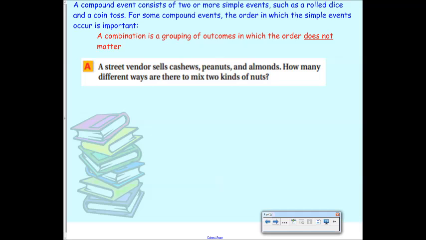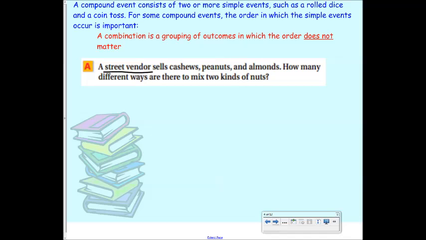So, for instance, a street vendor. What's a street vendor? Like people who sell stuff on the street, right? Okay, so people who sell hot dogs and other stuff on the street. I don't think I've ever really seen it here. But in New York, a lot of people sell nuts. Like sometimes at Christmas time you might see it, you can get a bag of honey roasted nuts or whatever it is. And so there are a lot of those street vendors. And this guy is selling cashews, peanuts, and almonds. But he's advertising and he wants to know how many different ways there are to mix two kinds of nuts. Okay, so two kinds of nuts.